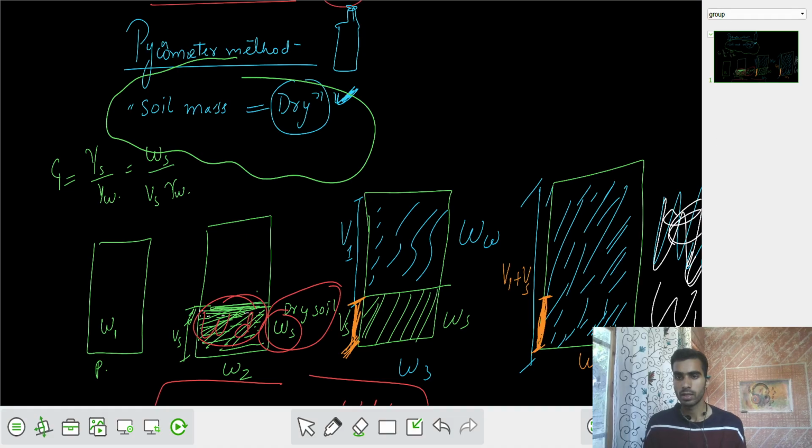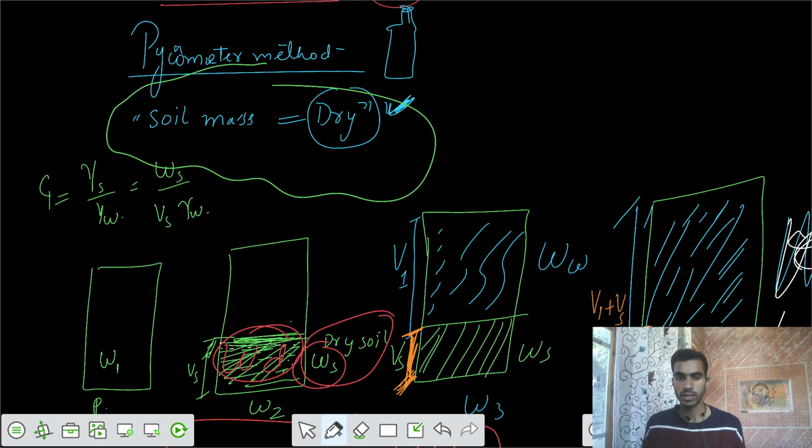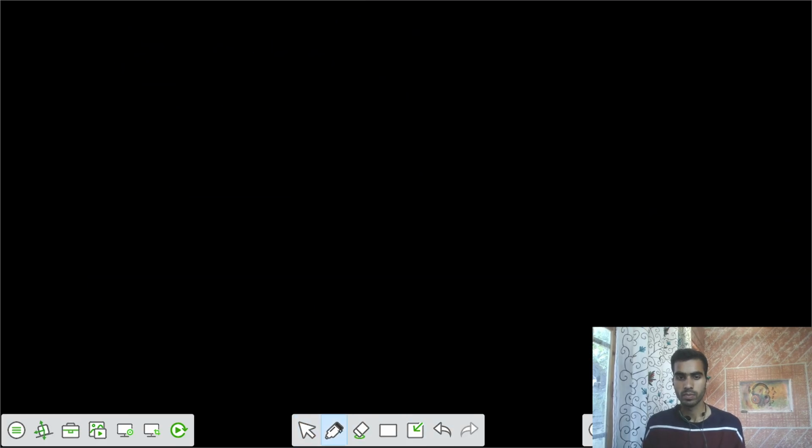Here we have the lecture related to the calculation of unit weight of soil. That's determination of unit weight. Let's go for that. Unit weight measurement, we got, right.